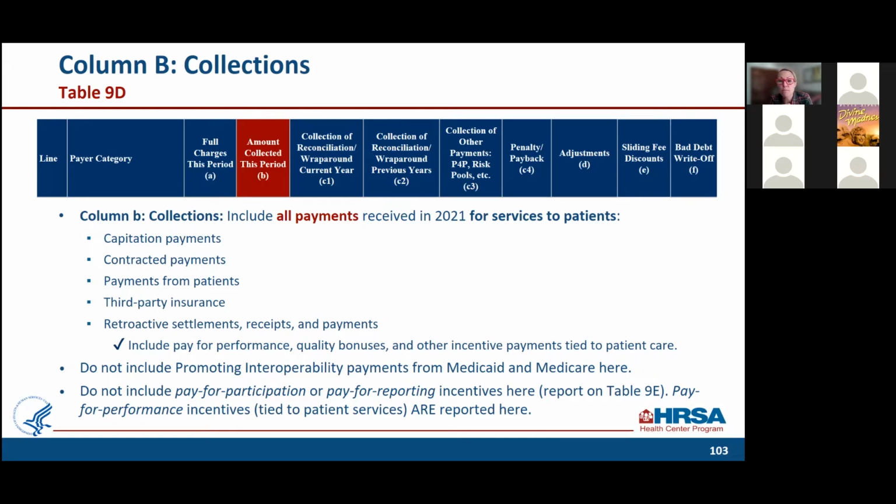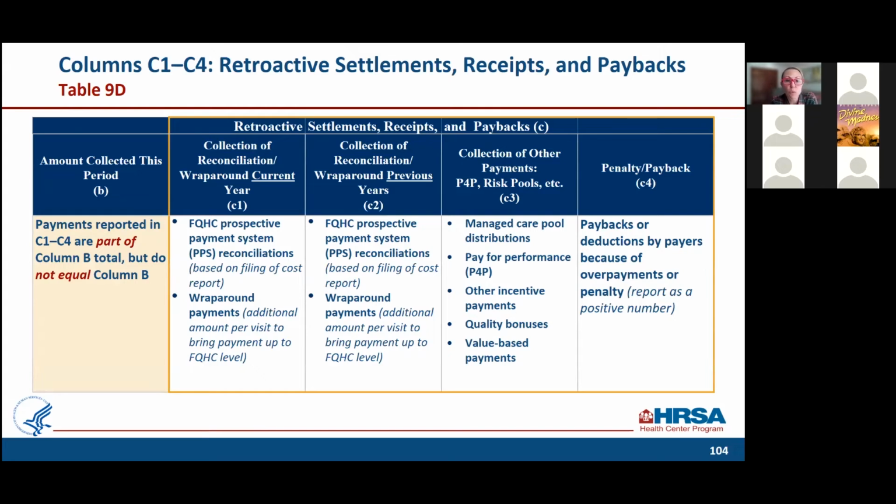However, if the payment is based on providing certain services to patients, such as case management or screenings, then it's included on this table in column B. So let's look at columns C1 through C4, which are retroactive settlements, receipts, and paybacks, also sometimes referred to as supplemental payments. The dollars reported in columns C1 through C4 are included in the amount that you'll report in column B, but they do not equal column B.